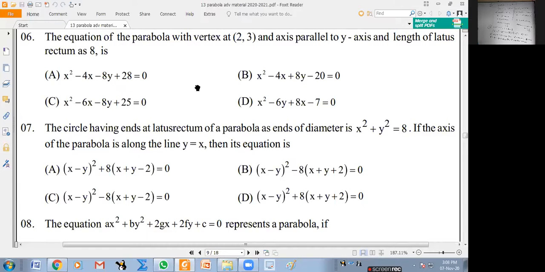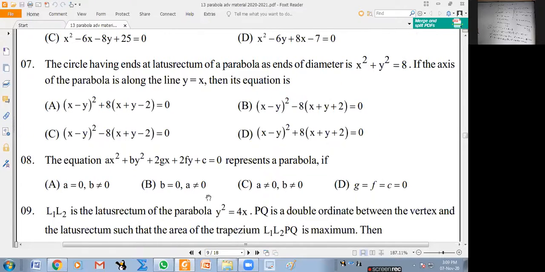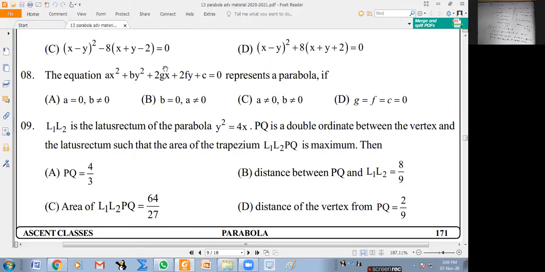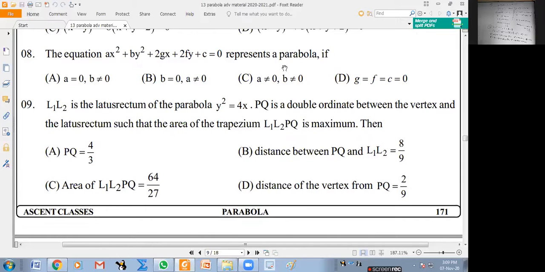Okay, everybody completed the sixth one? Completed. Okay. So the eighth one is a general second degree equation without the xy term.